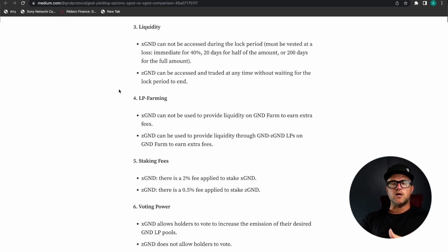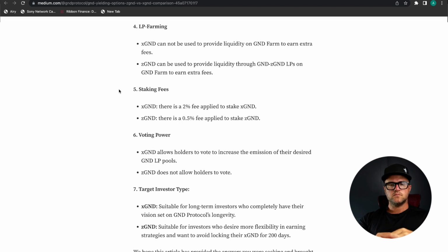And zGND being market driven, we will see the price fluctuate. We expect to see the price fluctuate from a 1 to 1 ratio all the way down to a 0.8 to 1 ratio based on market trading. LP farming: xGND cannot be used to provide liquidity on GND Farm to earn extra fees. However, zGND can be used to provide liquidity through GND and zGND LPs, which is a cool use case for the zGND token, since we are making it redeemable through LPs. You can create an LP from zGND and GND in the protocol to earn fees.